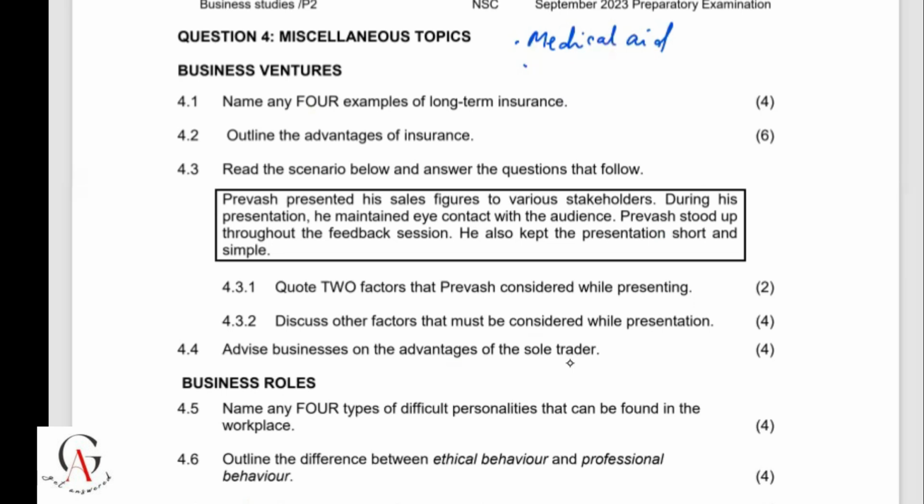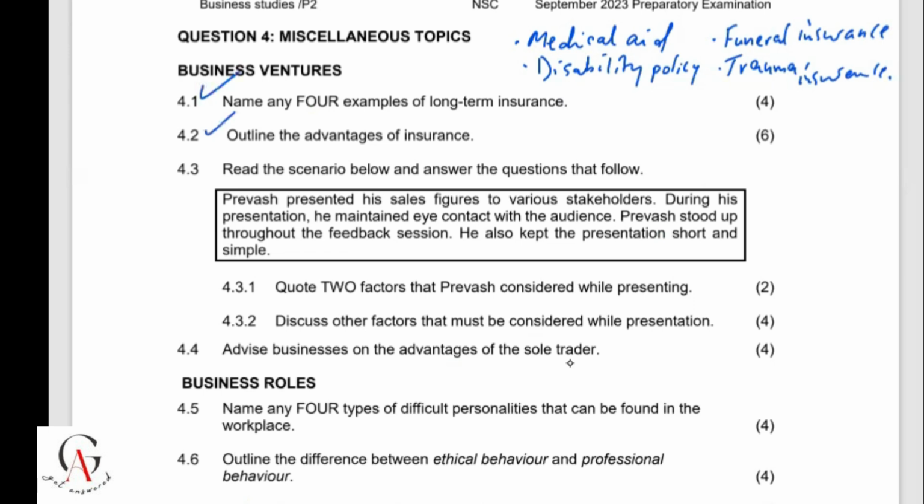You're also saying disability policy. Then we have funeral insurance. And we have trauma insurance. Okay, right. So now let's move on to 4.2.